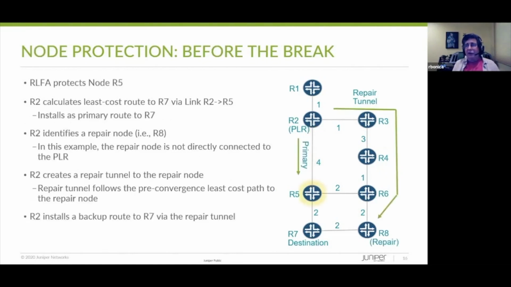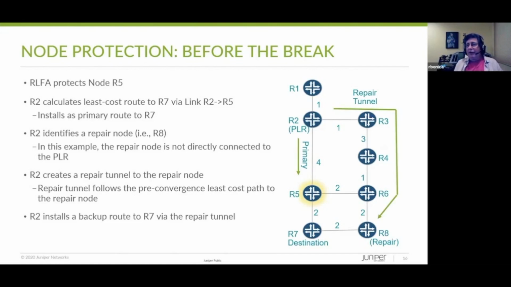Now, let's talk about node protection for a while. The difference between link protection and node protection is what is protected. In the previous slide, you saw the link between R2 and R5 highlighted in yellow. That meant we were worried about it breaking. Now, R5 is highlighted in yellow. So what does that mean?